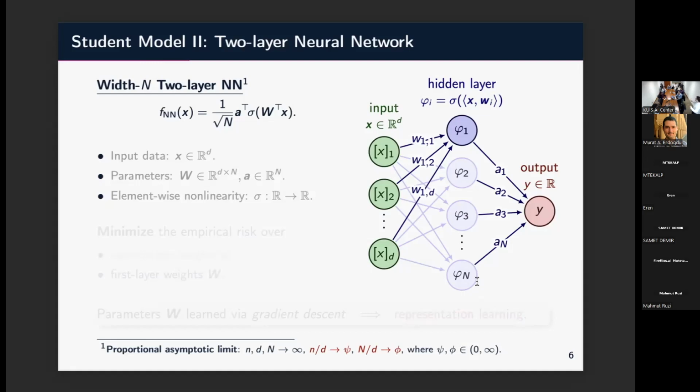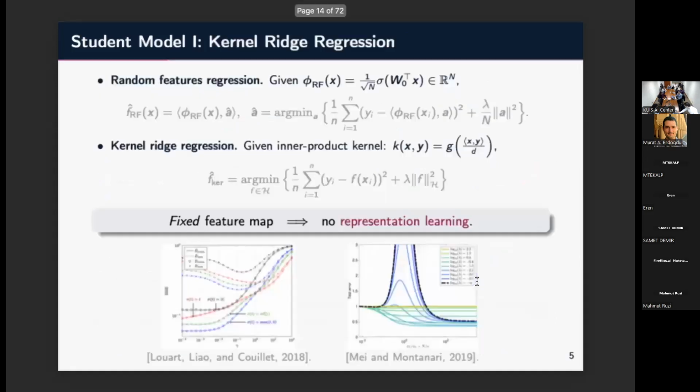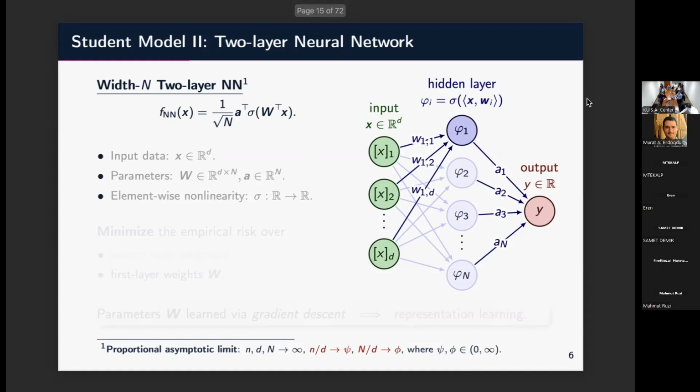If we did not train the feature map, and kept W at initialization, which is random, now let me take you back. That is precisely this random feature map that I constructed. So what I will do is compare the performance of this random features regression to the trained two-layer neural network. And the difference is basically whether the first layer is trained or not. Okay?